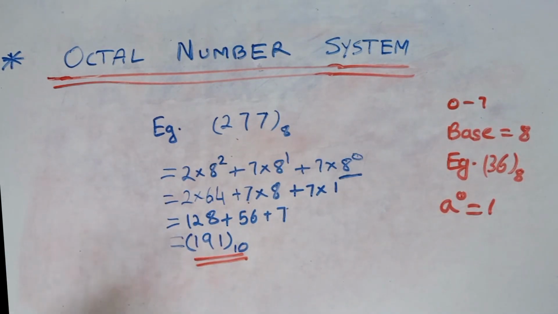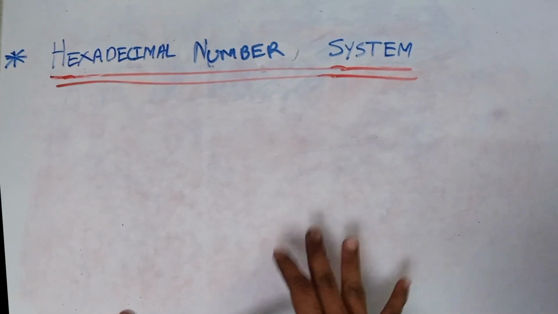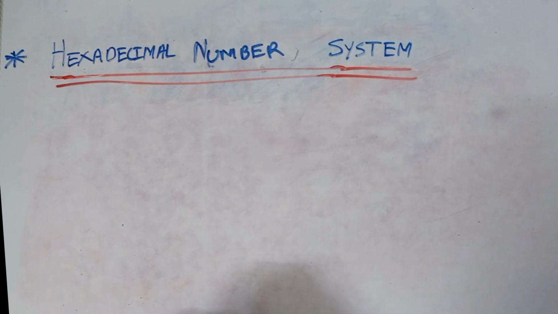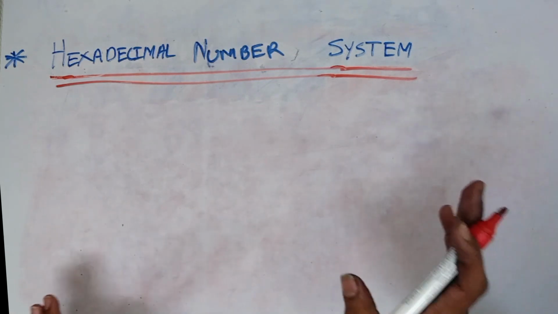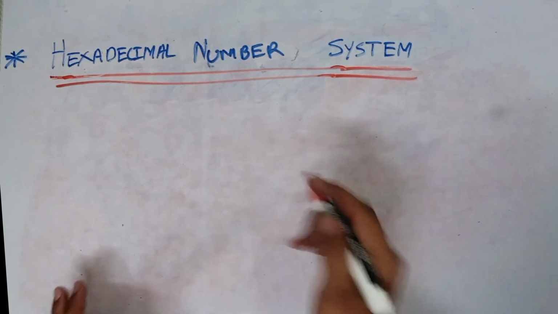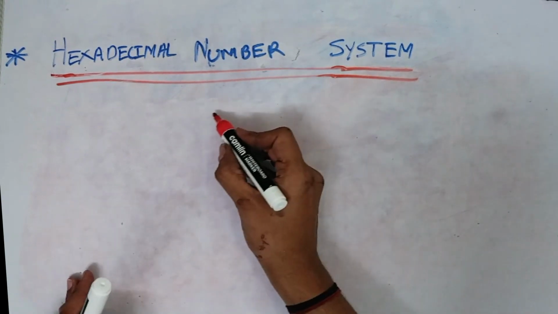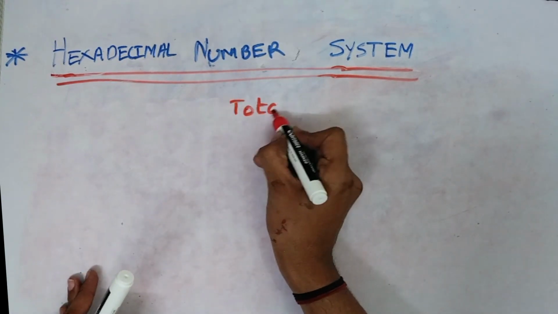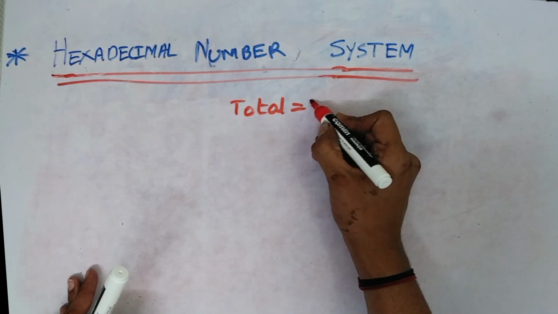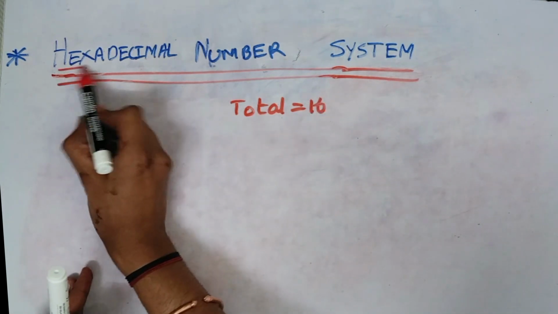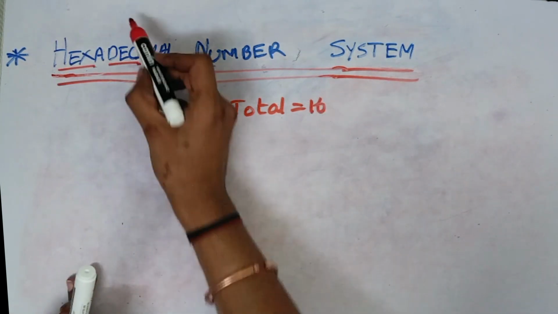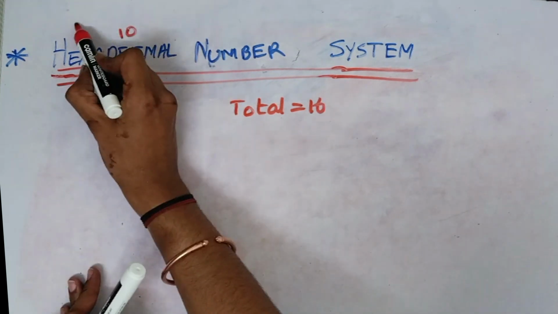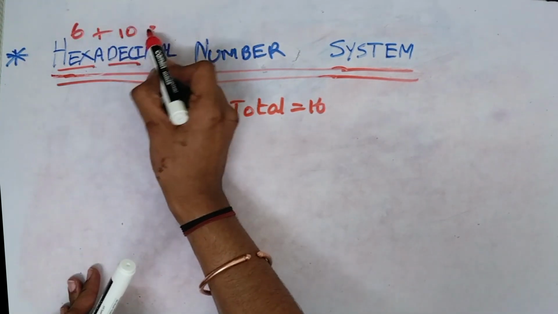Now let's go to the last number system, which is the hexadecimal number system. So the hexadecimal number system consists of a total of 16 numbers. This is quite visible in the name itself, hexadecimal. Now what is deci? Deci means 10 and hexa means 6. So 6 plus 10 is nothing but 16.